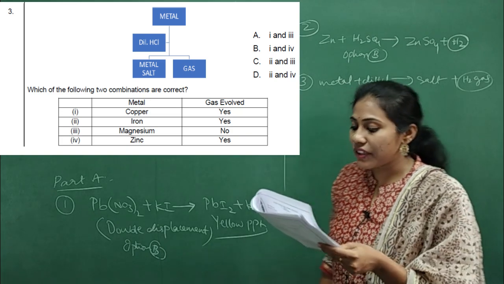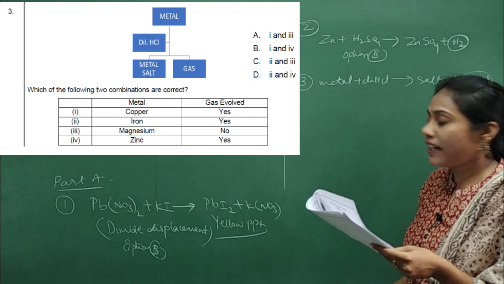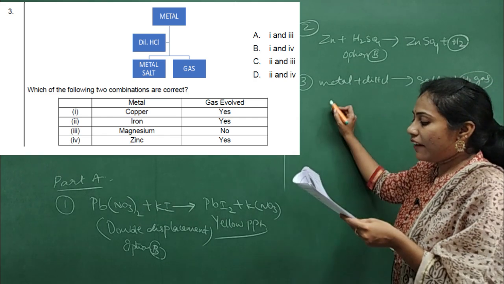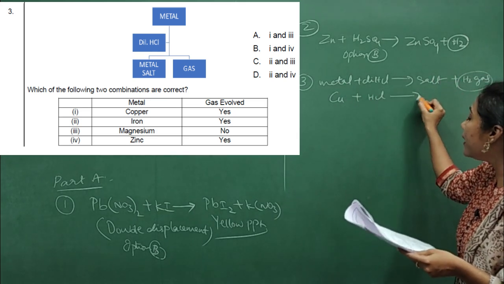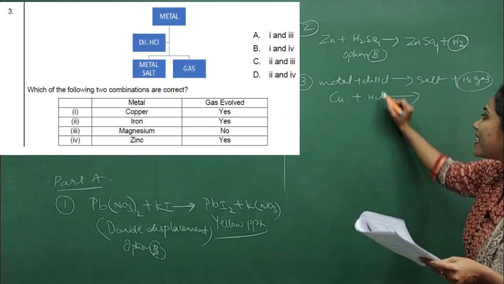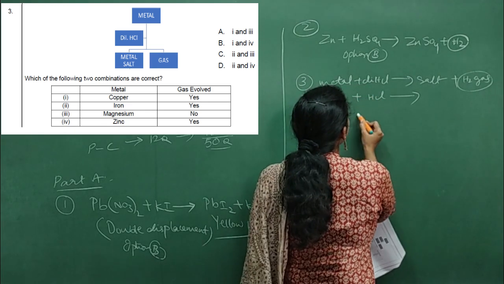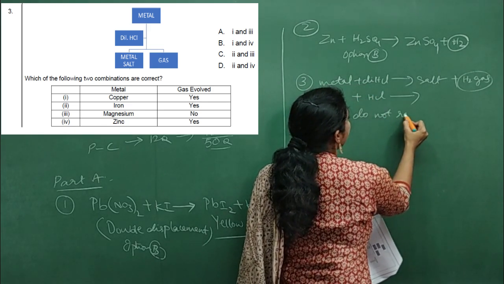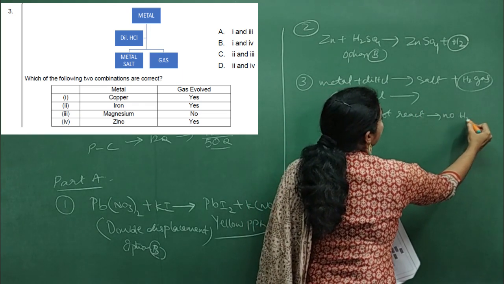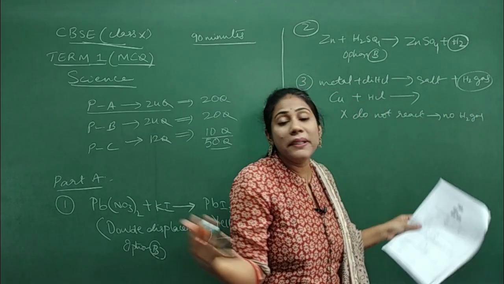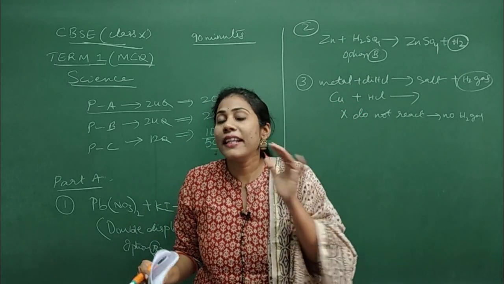They have given metals on one side and the gas evolved on the other side. You see the first option, they have given copper. Can copper react with HCl and give hydrogen gas? Never. Copper does not react with acid, and it will not give H2 gas. It will not react at all. Then how can it produce H2 gas? It's not possible. Can you tell me why copper will not react with acids?